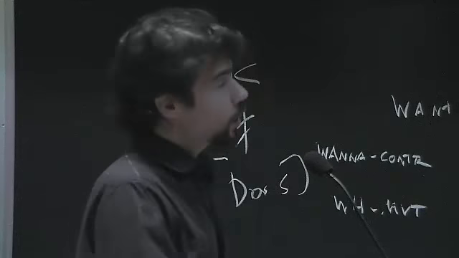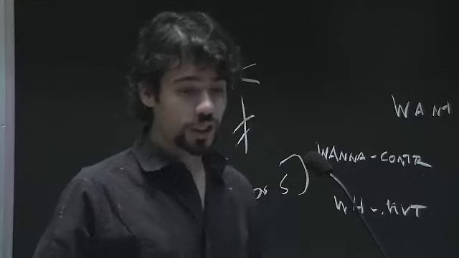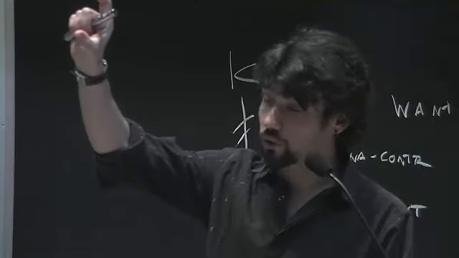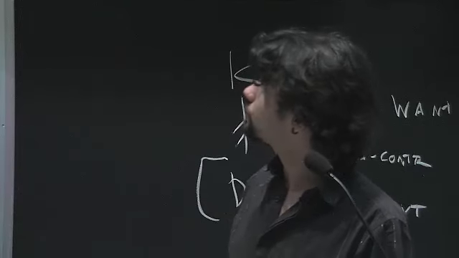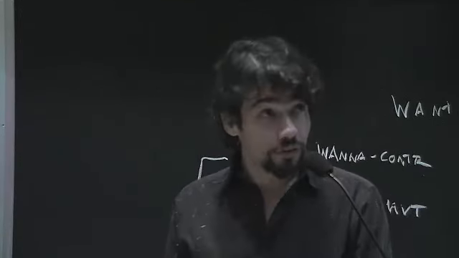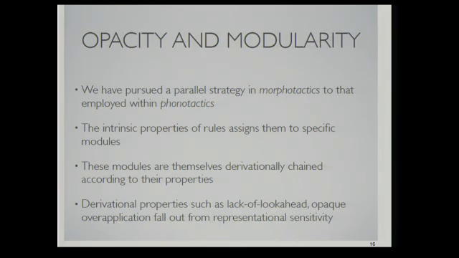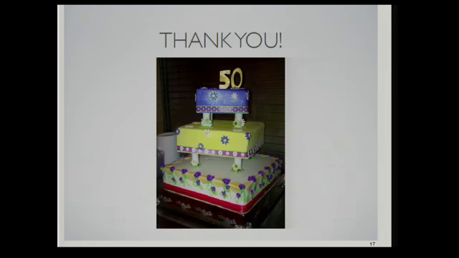So to conclude, what we've shown here is that you can have a strategy in morphotactics very parallel to that within phonotactics, where the intrinsic properties of rules, whether they're sensitive in this case to linearization or not, assign them to specific modules. And then these modules themselves, each of which has distinct representational character, are derivationally chained. So properties that we know and love from derivations, such as over-application, counterfeeding, and lack of look-ahead, fall out from the representational sensitivity of each of these processes. Thank you very much.